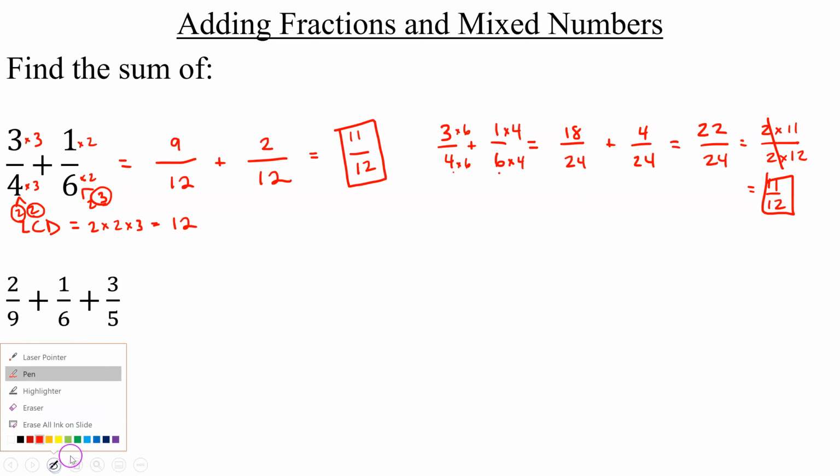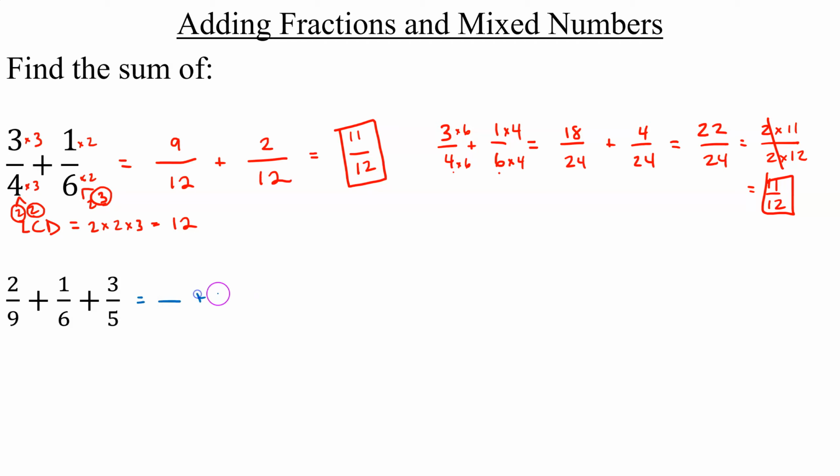Let's take a look at our second example. In this example, we are adding together 3 fractions, but the process is still the same. We're going to come up with a common denominator for our 3 fractions. 9 breaks up into 3 times 3, 6 into 2 times 3, and then 5 is already prime. So for our least common denominator, we're going to take 1 2, 2 3's, and a 5. So 2 times 3 times 3 times 5 gives us a least common denominator of 90.